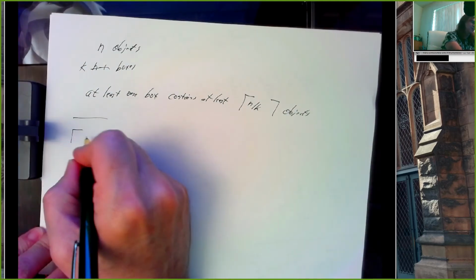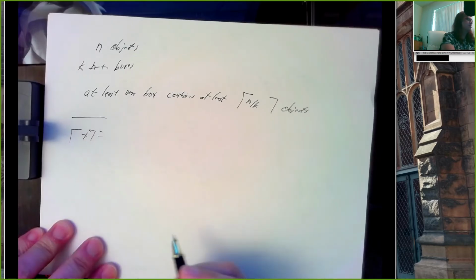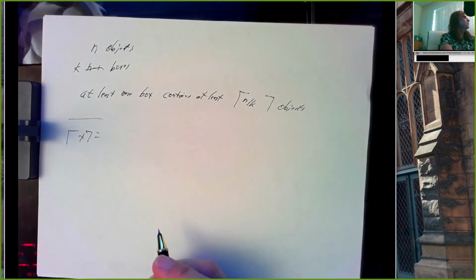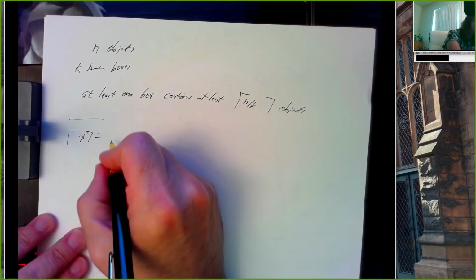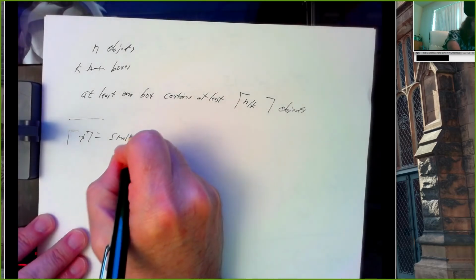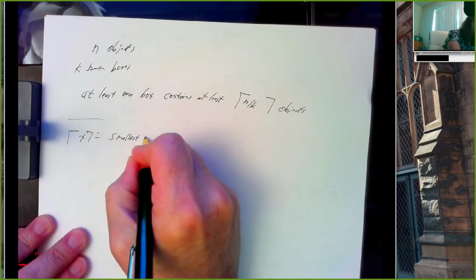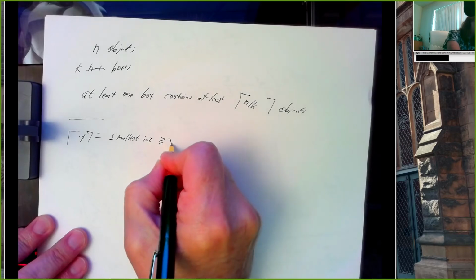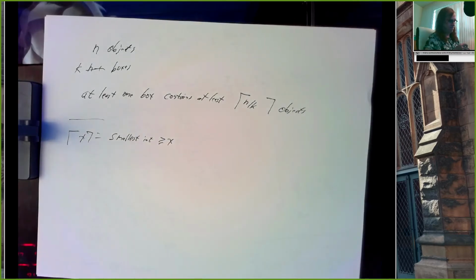And the ceiling operator, ceiling x, is the smallest integer bigger than or equal to x. So it's sort of the opposite of rounding down, but we're not rounding, we're kind of going up to the next biggest integer. Unless we have an integer to start.